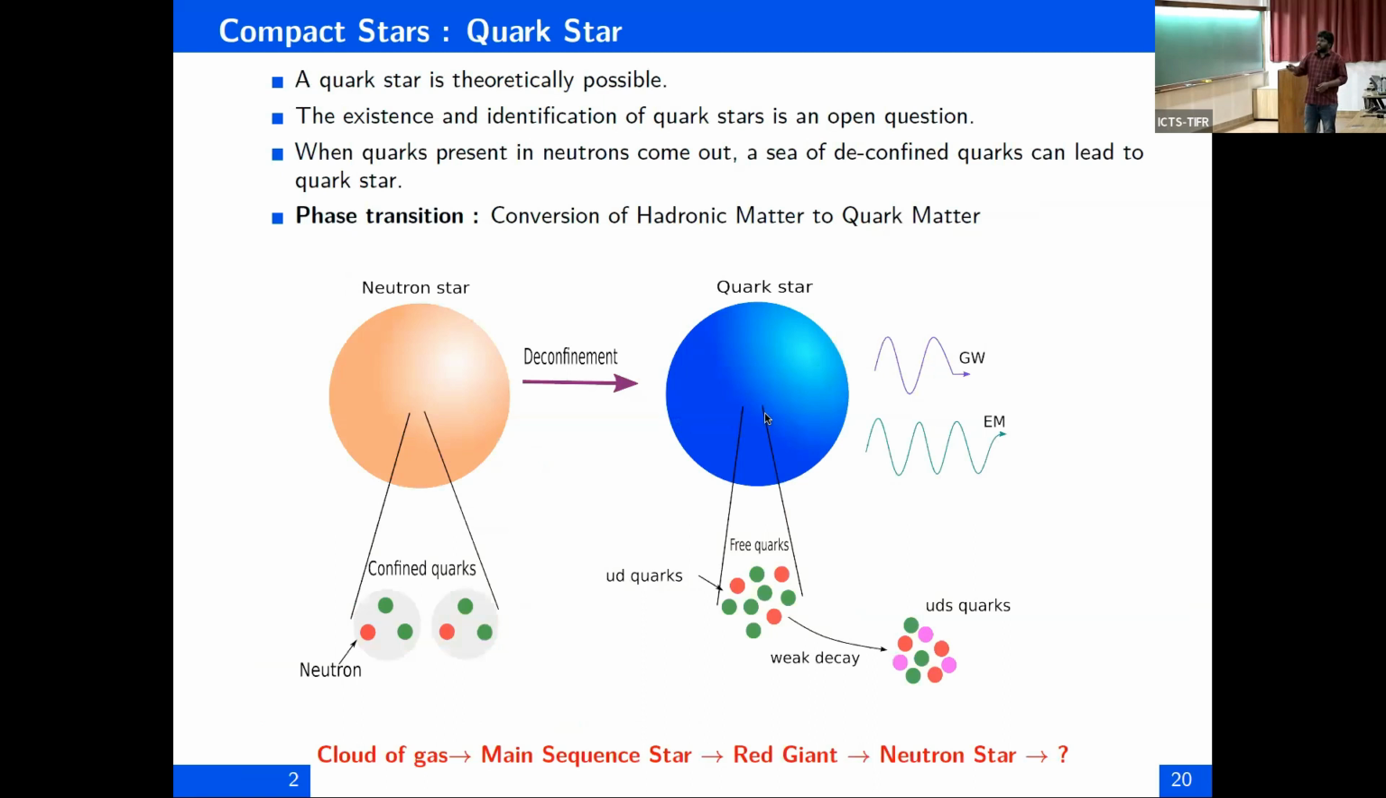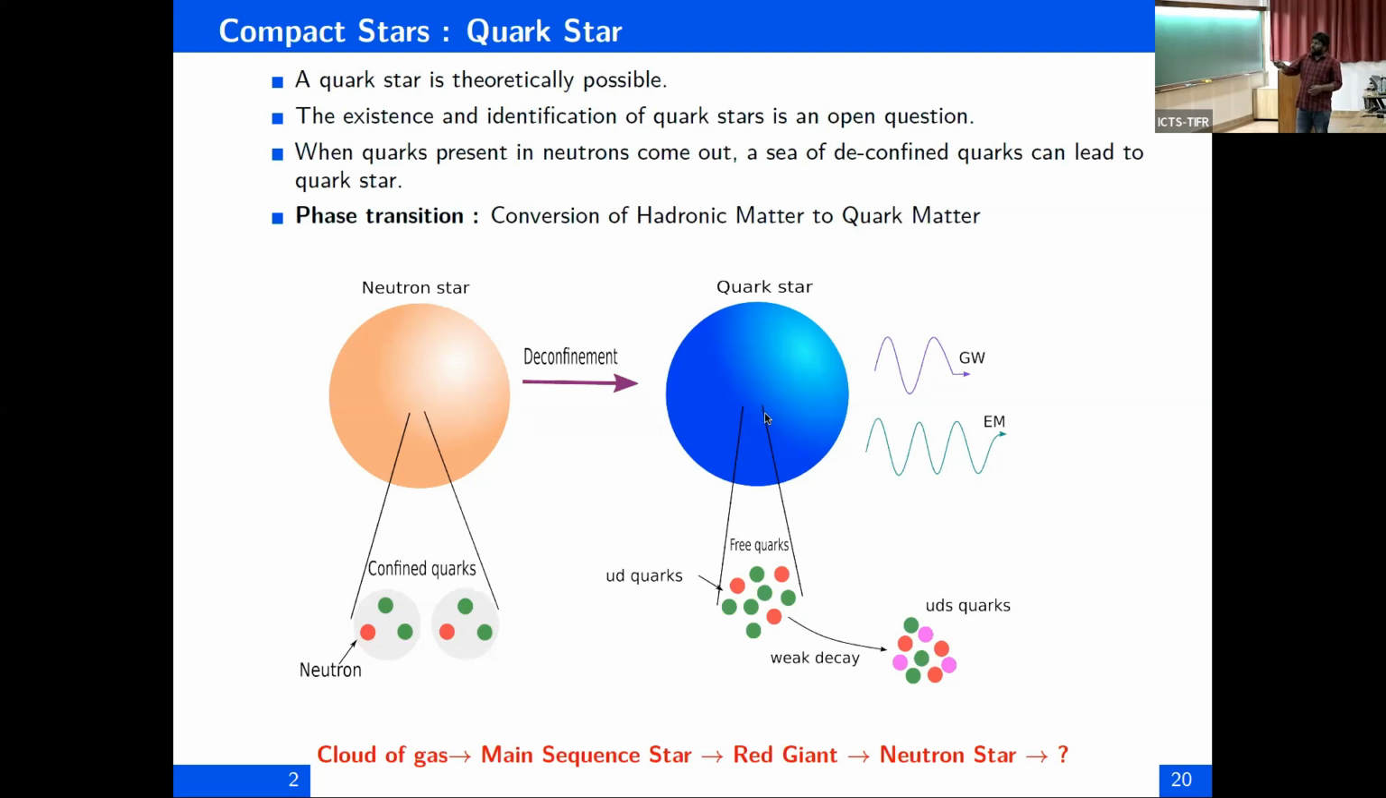There is another interesting class of compact star called the quark star. These quark stars are theoretically possible, but observationally we have not been able to identify them yet. And there's an interesting scenario in which a quark star can get formed: a neutron star can get converted into a quark star, and that can happen when the quarks present inside the neutrons and protons get deconfined. We will have a sea of up and down quarks, and that can give rise to a quark star.